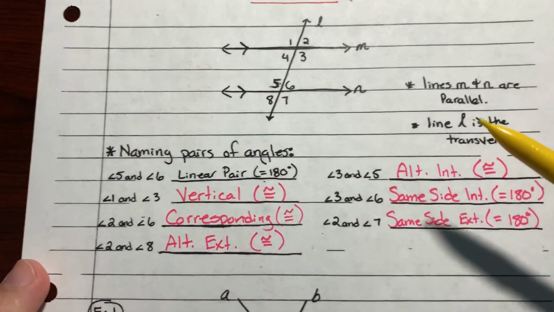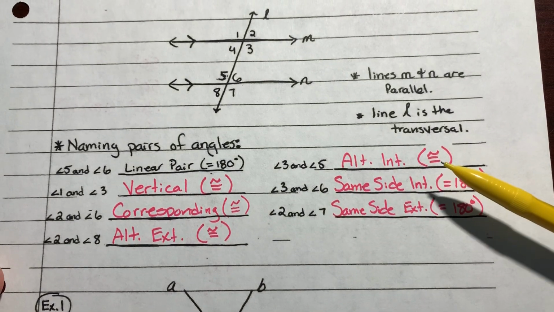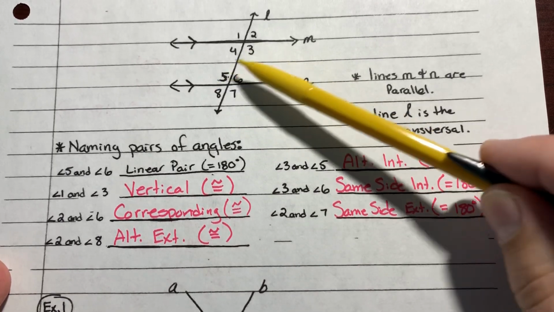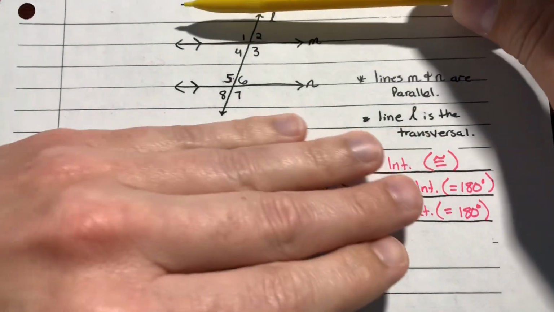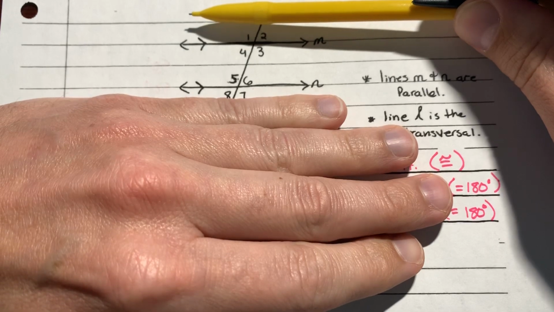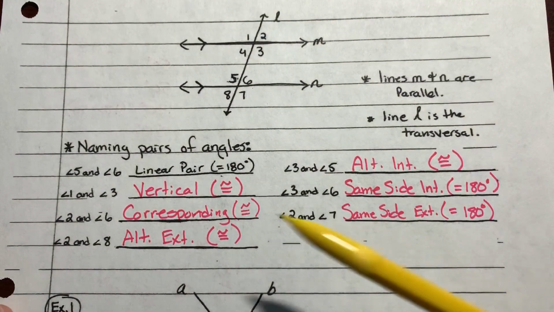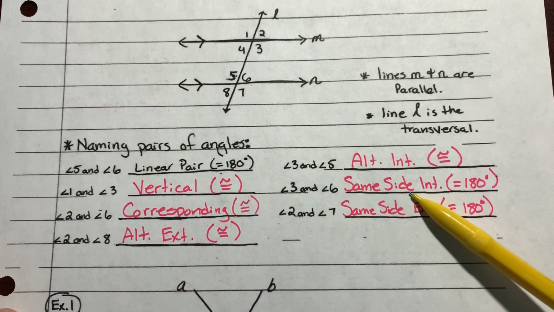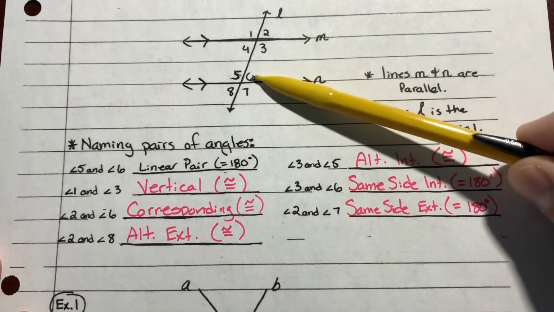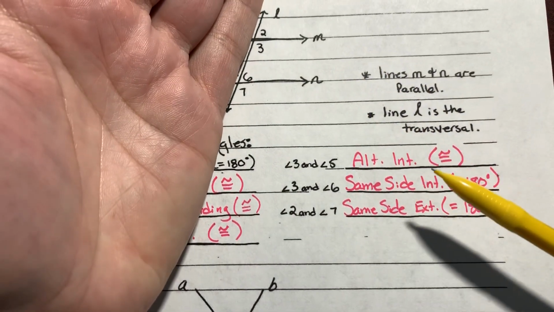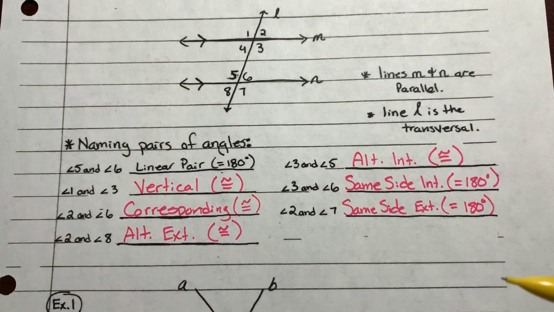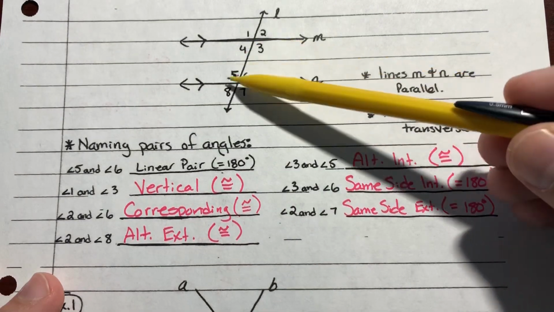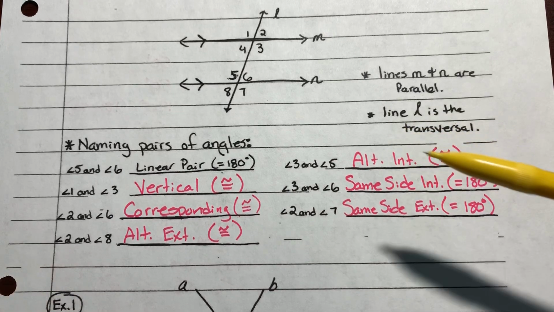So that means that we also are going to have alternate interior angles. Angle 3 and angle 5. They alternate sides of the transversal, but they're both on the inside of the parallel lines. So they're alternate interior. Both alternate exterior and interior are congruent. Same side interior, 3 and 6. If we look at 3 and 6, notice they're on the same side of the transversal, but they're both inside of the parallel lines, so same side interior. Angle 4 and angle 5 are also same side interior.